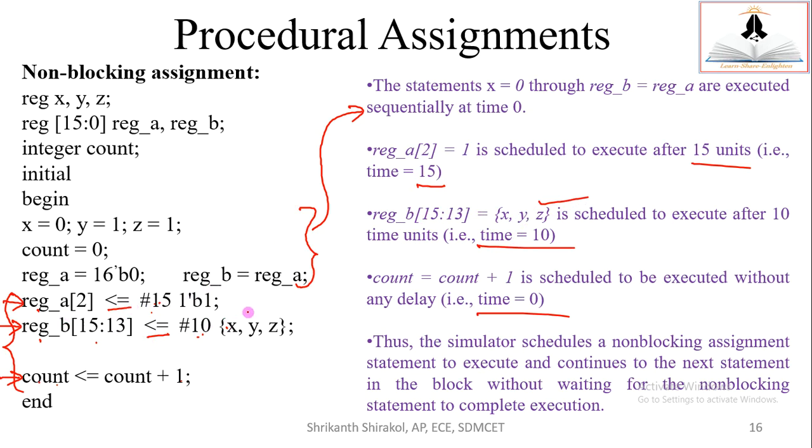So, parallelly it will start. After 15, one will be assigned to this one. After 10, this will be received. After 0 simulation time, this will be received. Hence, the simulator schedules a non-blocking assignment statement to execute and continues to the next statement in the block without waiting for the non-blocking assignment statement to complete its execution.